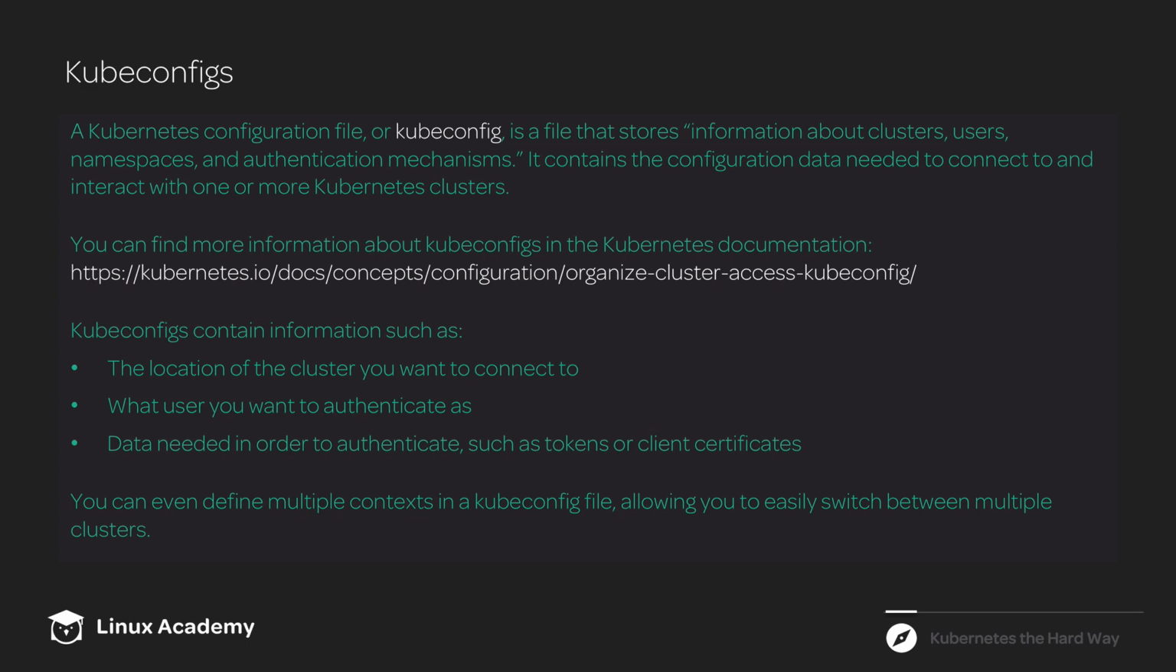And you can even define multiple contexts in a kubeconfig file. So a kubeconfig file can actually contain multiple sets of all this data, allowing you to easily switch between different configurations. For example, if you manage multiple Kubernetes clusters, you can change your context in order to communicate with the other cluster.